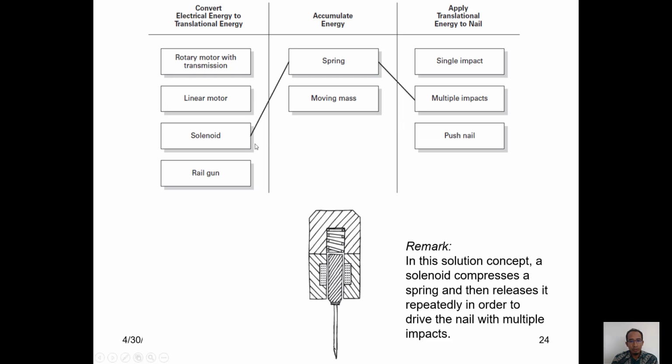So this will be the second alternative, in which we use a solenoid to convert electrical energy to translational energy, and we use a spring to accumulate the energy, and we use the multiple impacts way to apply translational energy to the nail. In the solution concept, a solenoid compresses the spring and then releases it repeatedly in order to drive the nail with multiple impacts. So this is the illustration of how this concept could be applied.